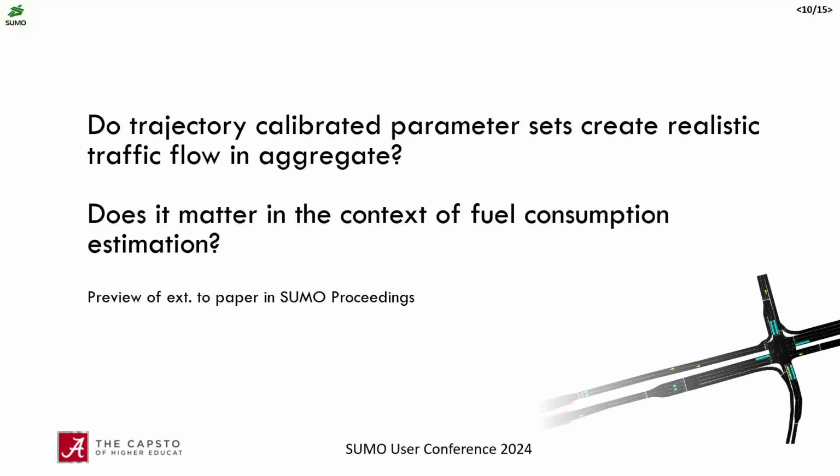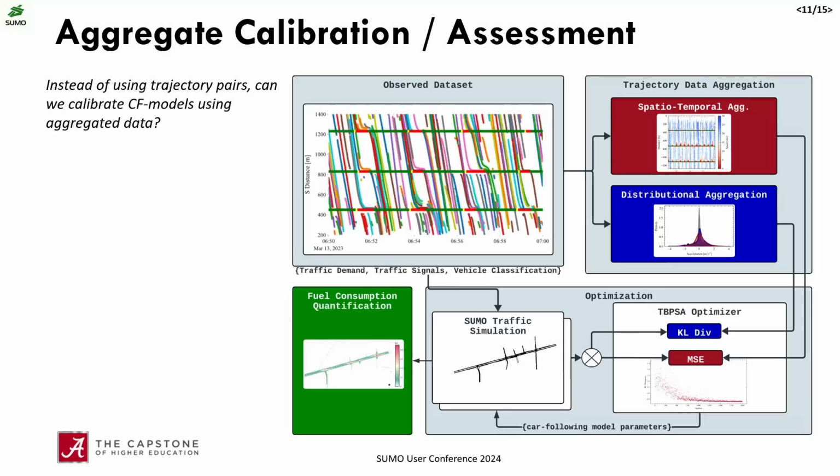Like I said, this is a preview of an extension to the paper. And so, that's the question we had. We also wanted to see if we could optimize at an aggregate level. So we have this nice data set of trajectories. We also have traffic demand that comes from detectors in the roads. We have the traffic signal states. We classify the vehicles based on the radar length. Can we take the radar data, aggregate it in some way that's useful for traffic simulation calibration, and then calibrate the car following models using the simulation as a whole?